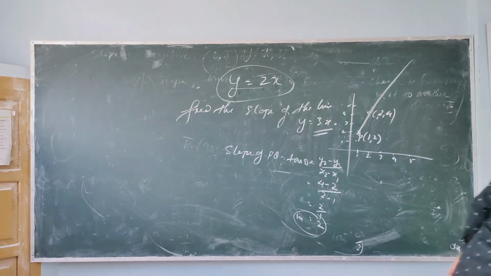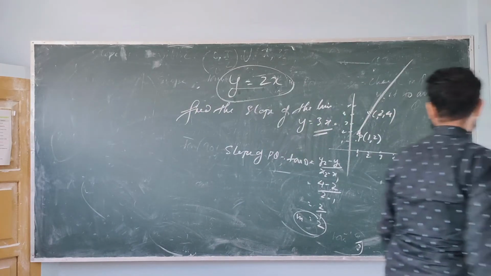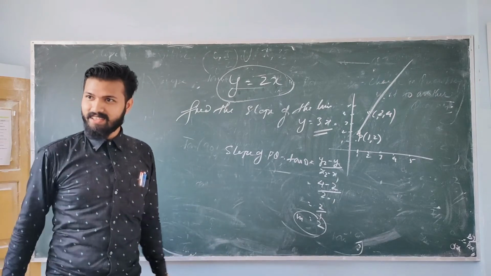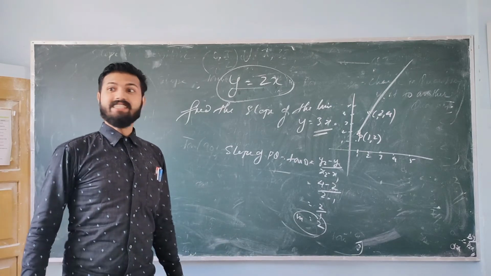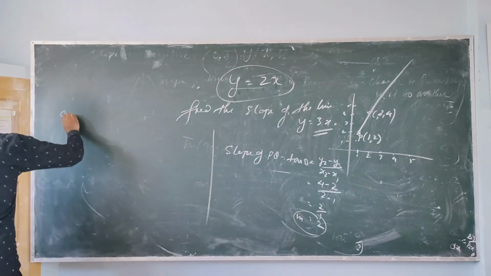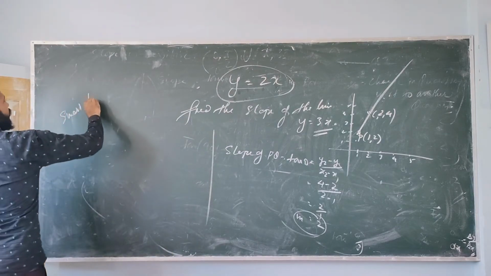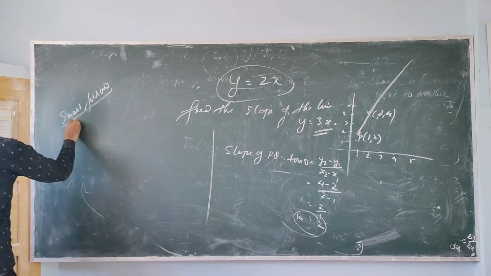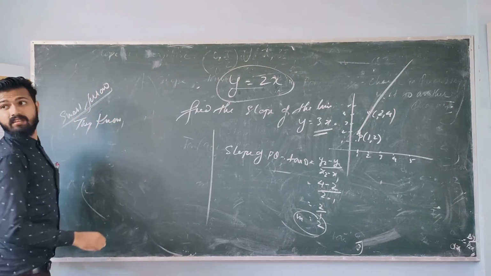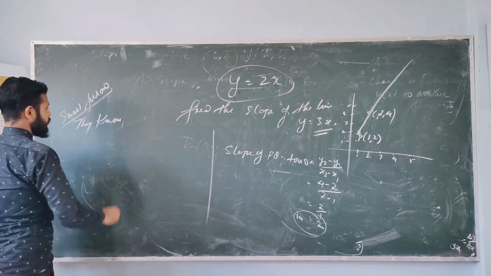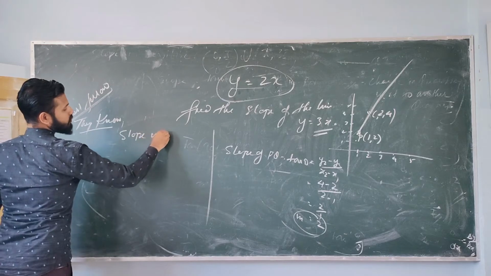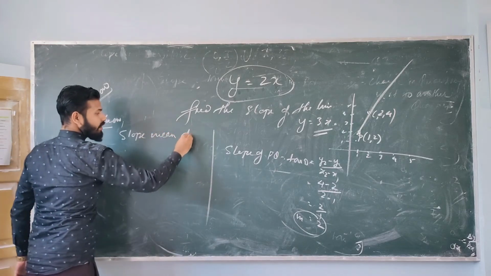Someone who is smart, what will they do? They will think: what was slope? Derivation. The smart fellow will do that. They know slope means derivation.